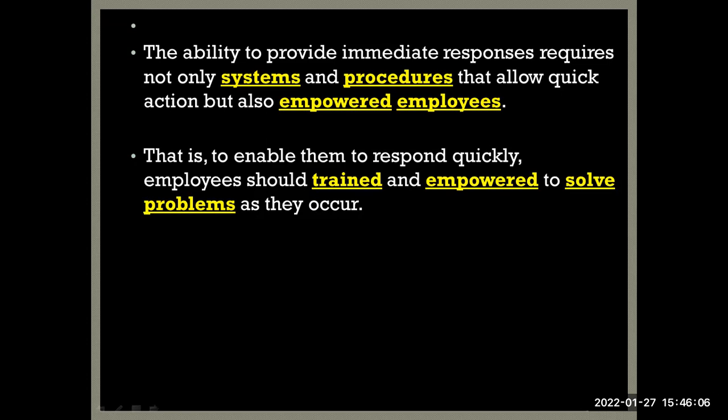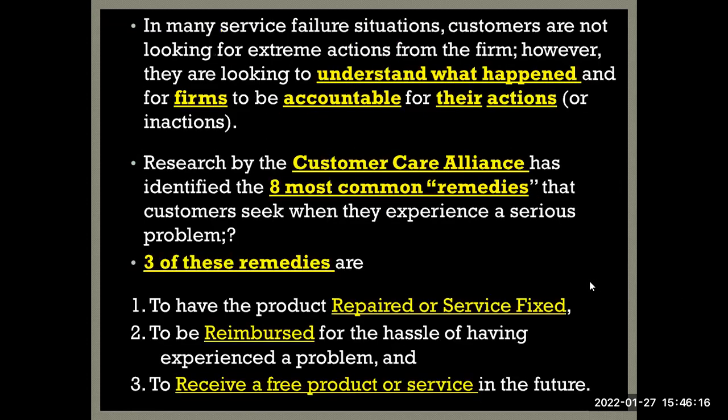Employees should be trained and empowered to solve the problem as it occurs. So we have to train employees a lot, we have to empower employees a lot, we have to prepare them to solve the problems of the customer in the first attempt itself.